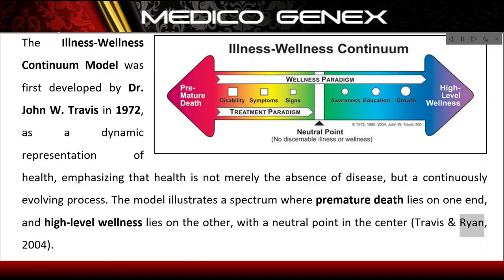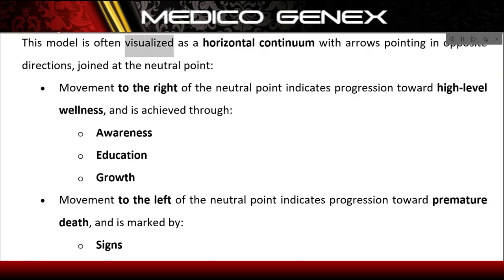Travis and Ryan, 2004. This model is often visualized as a horizontal continuum with arrows pointing in opposite directions, joined at the neutral point. Movement to the right of the neutral point indicates progression toward high-level wellness, and is achieved through awareness, education, growth. Movement to the left of the neutral point indicates progression toward premature death, and is marked by signs, symptoms, disability.